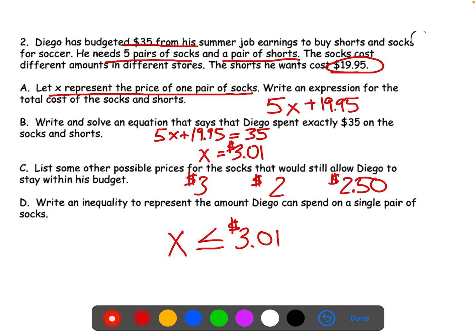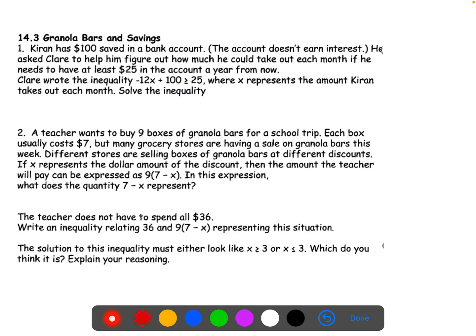All right. Now, we're going to take a look at something very important with inequalities. We're going to be talking a little more about this soon, but let's take a look at this first example and try to get some clarity here. So, Kieran has $100 saved in a bank account. The account doesn't earn interest. He asked Claire to help him figure out how much he could take out each month if he needs to have at least $25 in his account a year from now. Claire wrote the inequality for him, where X represents the amount Kieran takes out each month. Solve the inequality.